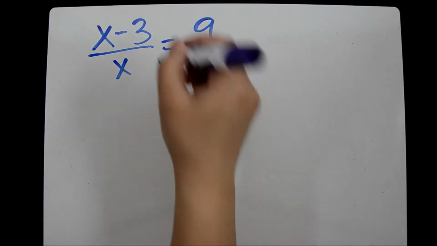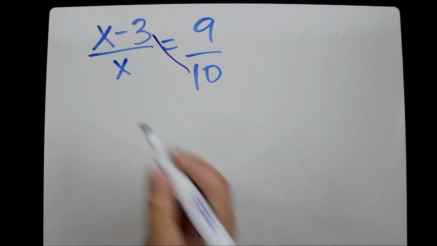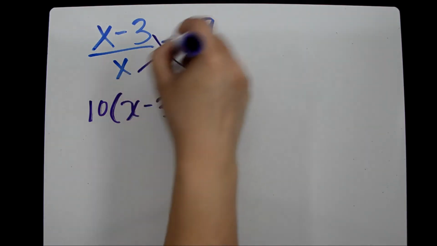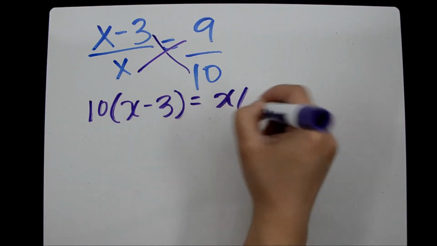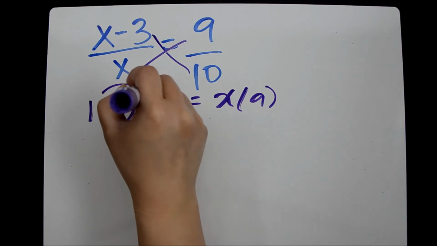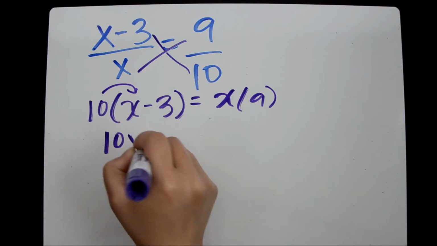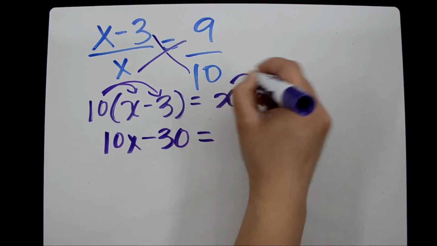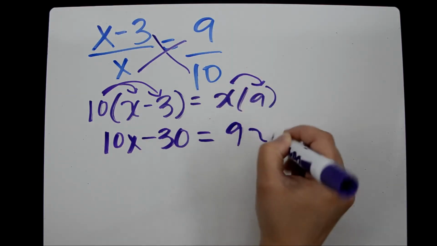So here we're going to multiply x minus 3 times 10, and I'm going to write the 10 first, and that way it makes a little bit more sense when we're distributing. And then x times 9. So 10 times x is 10x. 10 times negative 3 is negative 30 equals x times 9 is 9x.